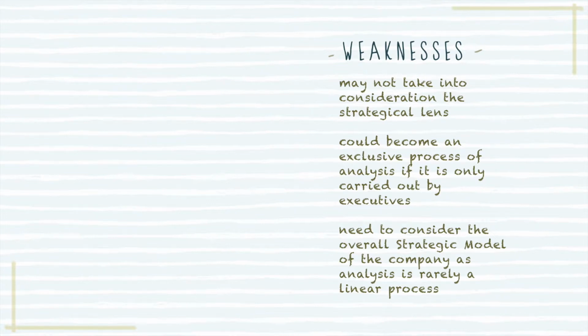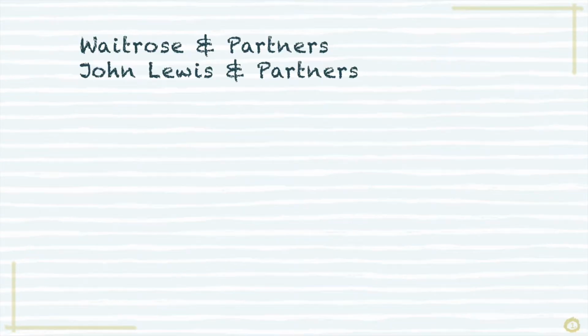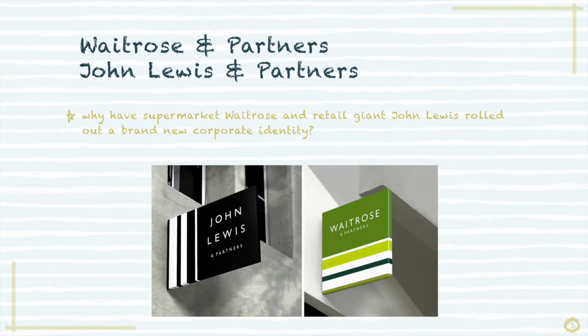Alright, let's use a case study to illustrate this and see it in action. Waitrose and John Lewis have recently had a mass brand overhaul and a rollout of their new corporate identity. How could they have used force field analysis to aid their decision-making process? Taking into consideration a number of internal and external factors that could have been the driving forces for change and a total rebrand of their corporate identity.